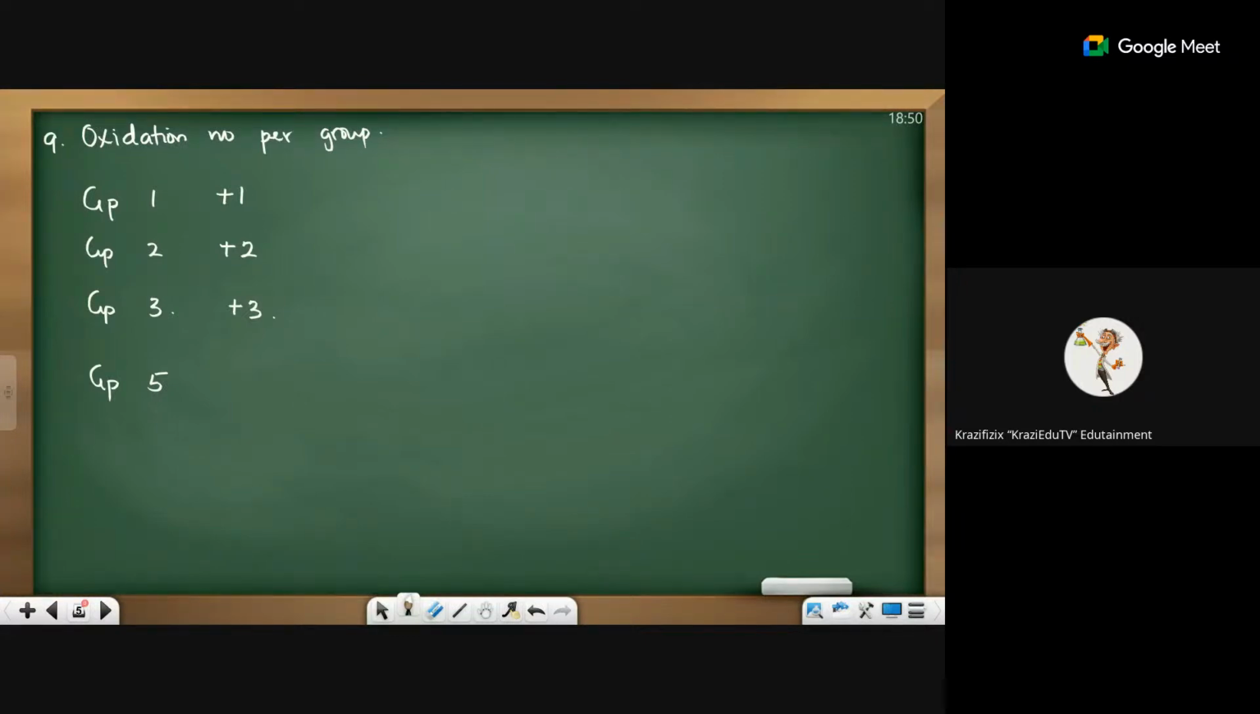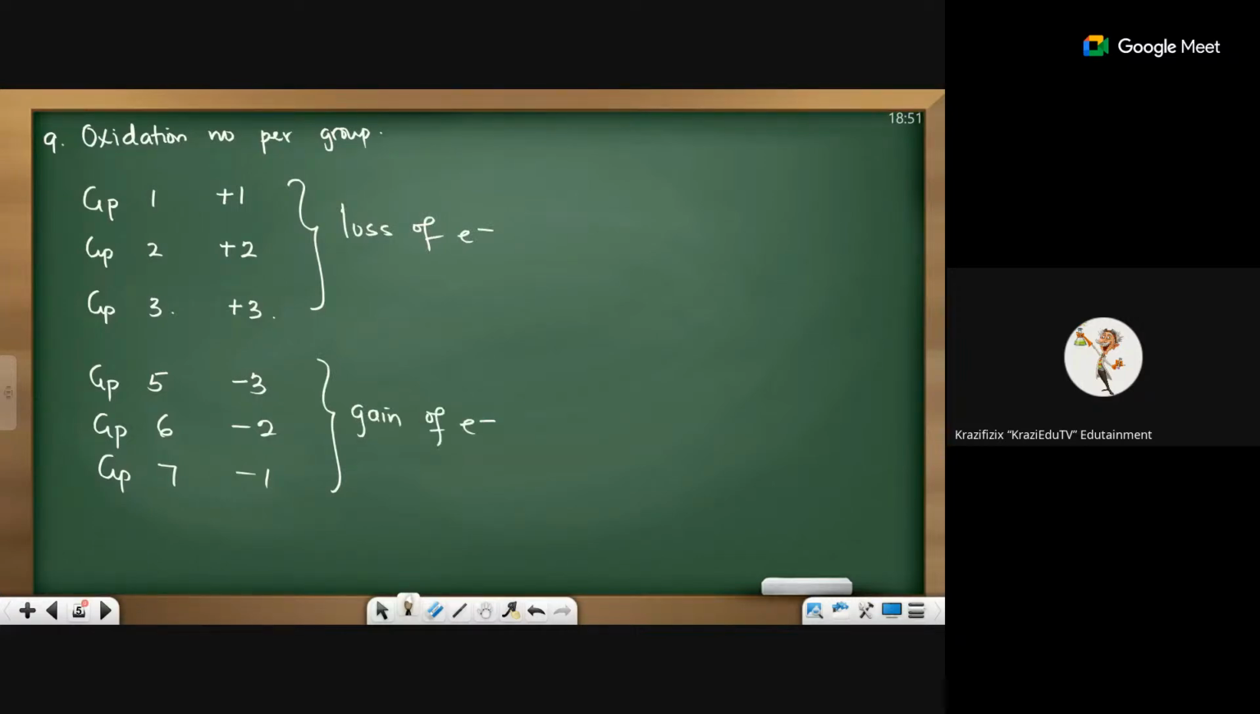Now, if I'm in group 5, my oxidation number becomes -3. I am gaining 3 electrons. Group 6, -2. I am gaining 2 electrons. Group 7, -1. So here is the loss of electron. This one talks about the gain.